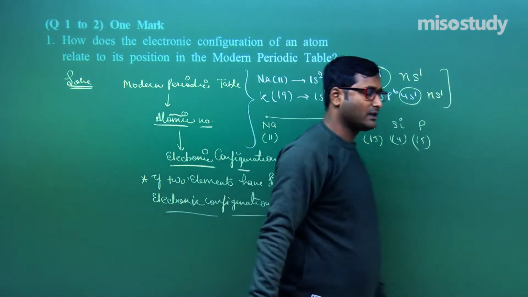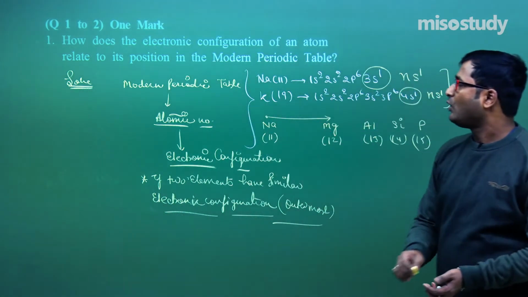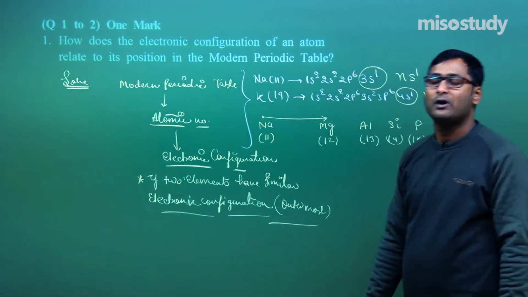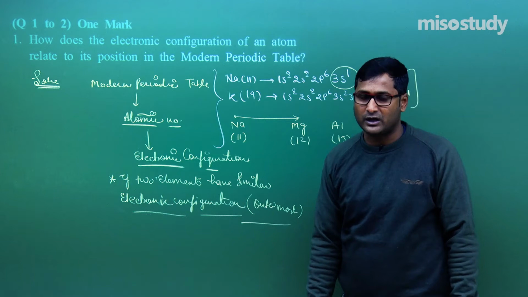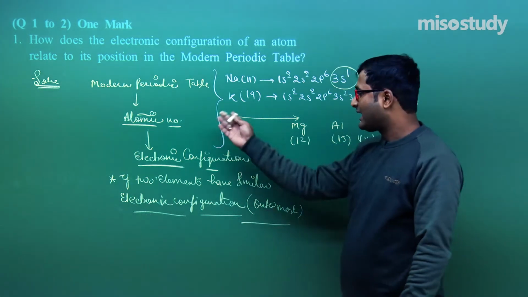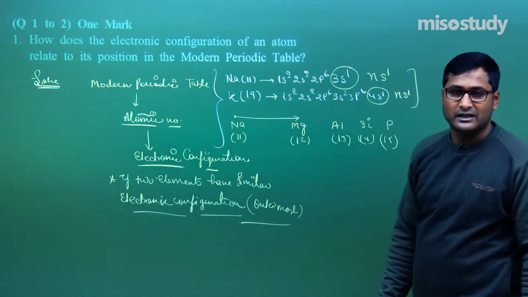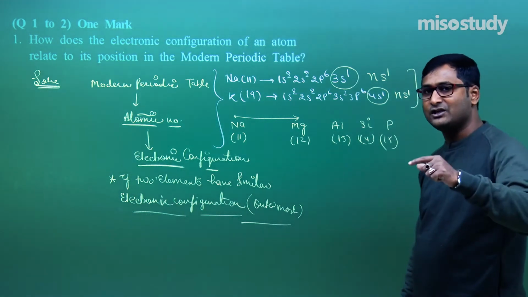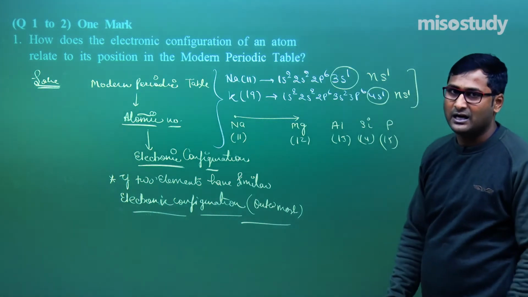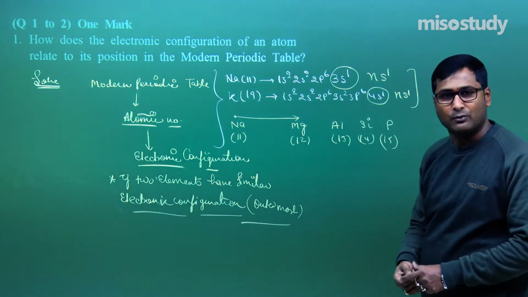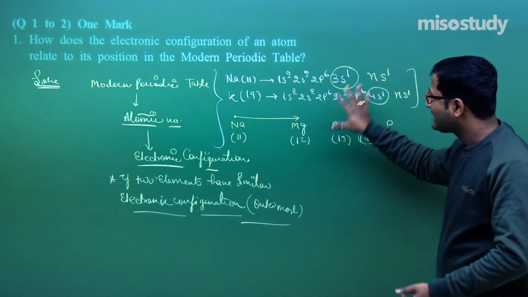So what we can say, the complete explanation: if two or more atoms or elements have the same outermost electronic configuration, then they are grouped together, and with the rise in atomic number, they are placed in different positions. This modern periodic table is completely based on atomic number, and it arranges the atoms or elements in increasing order of atomic number. Clear to you? This is just the explanation.